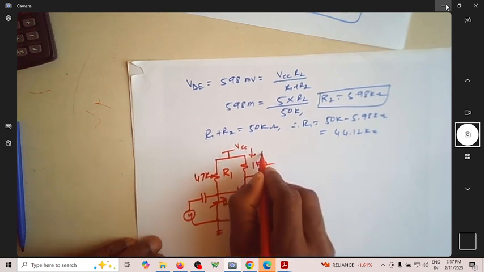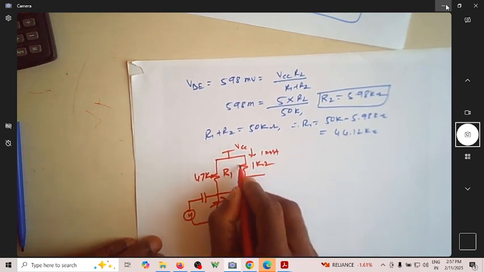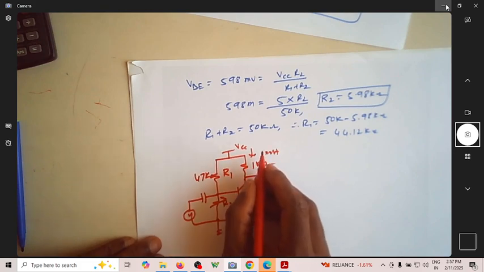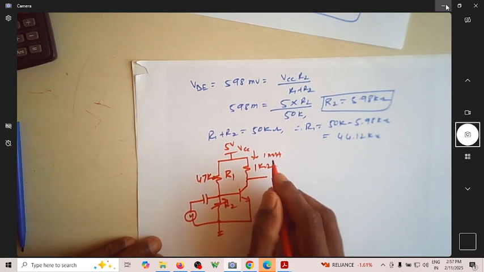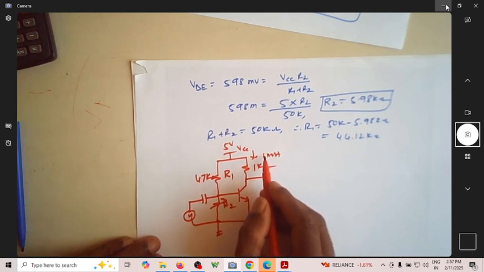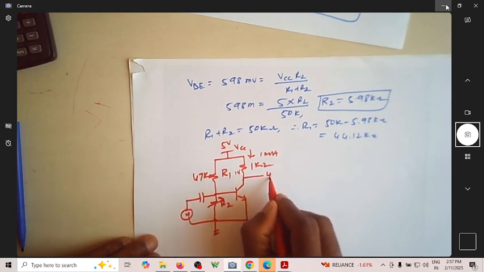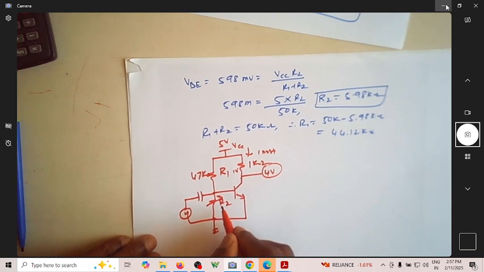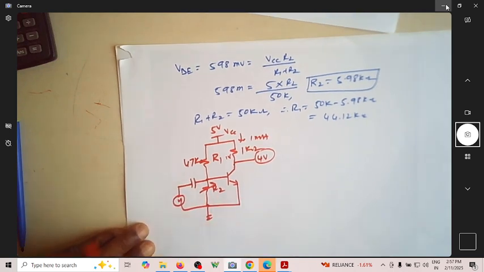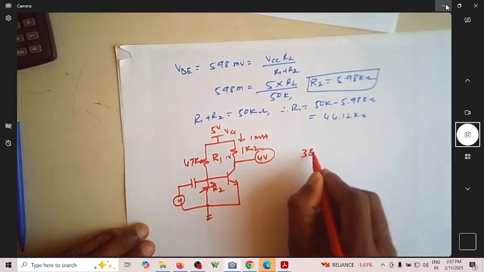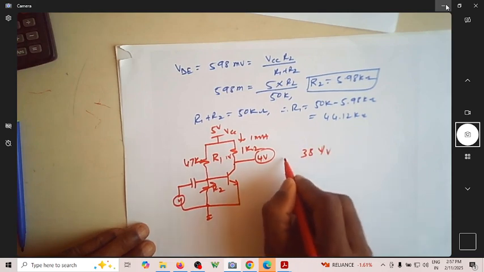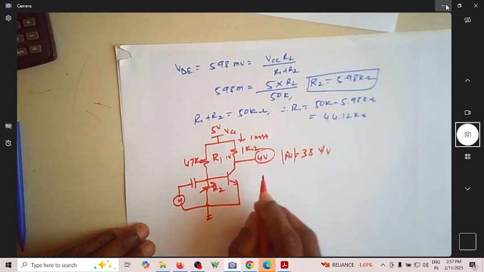Since you are looking for a current of 1 milliampere, how much will it drop? Drop is 1 volt. So how much is this? Is 5 volt. Since current is 1 milliampere and this is 1k, you're going to have 1 volt drop. So then this will be at 4 volt. So you adjust this R2. Now be careful to get a gain of 38 volt per volt as your AV magnitude.